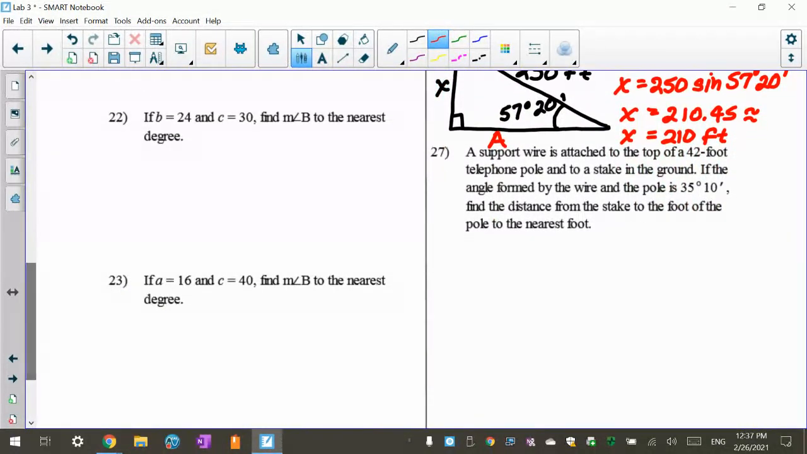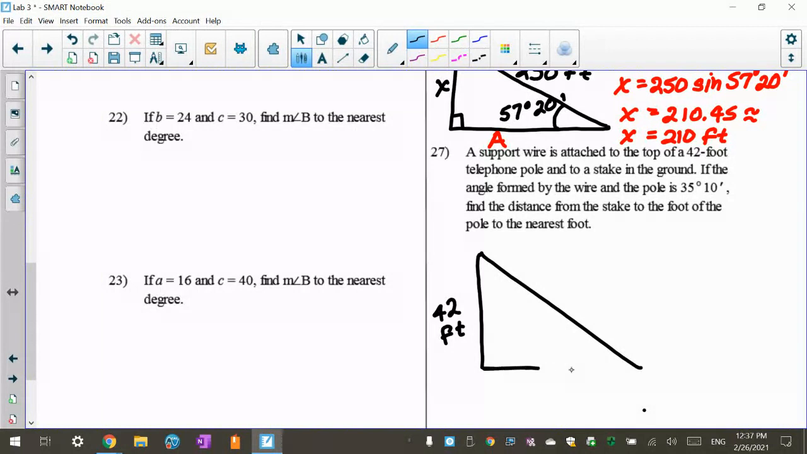All right. Here's number 27. A support wire is attached to the top of a 42-foot telephone pole. So that's a little bit easier. Here's my telephone pole. I know my telephone pole is 42 feet because that's what they said. And the wire is attached to a stake on the ground. So this one I think is a little bit easier to draw. And they say the angle formed by the wire and the pole is 35 degrees and 10 minutes. It says find the distance from the stake on the ground to the foot of the pole. So they want us to find here, the ground.